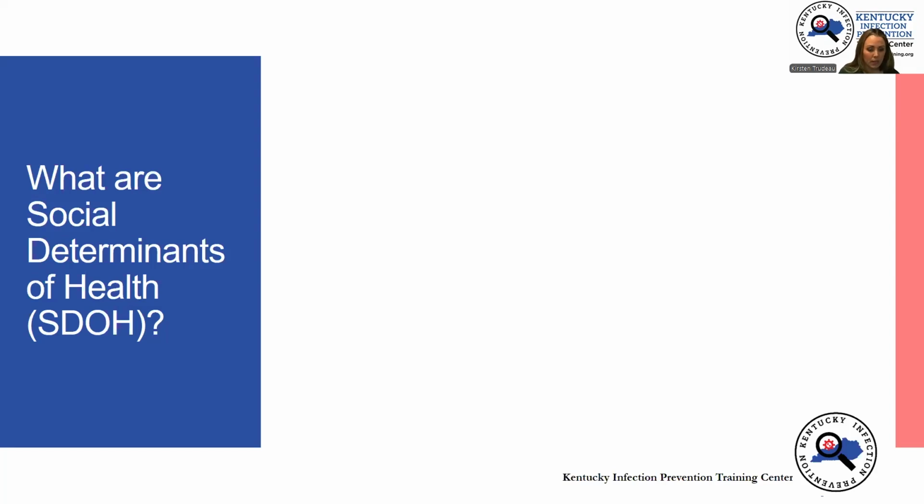I see a lot of good answers in the chat. So these are conditions in which people are born, live, and grow. These are things that are shaping their daily life. Some of the forces and systems around that include economics, politics, societal norms, and policies, and all of these can really influence our health outcomes, for better or for worse, depending on where you're at with those social determinants.